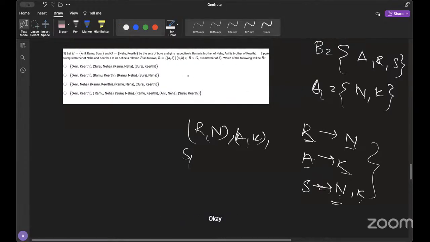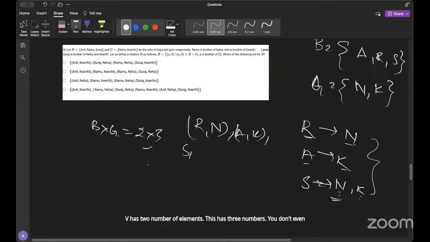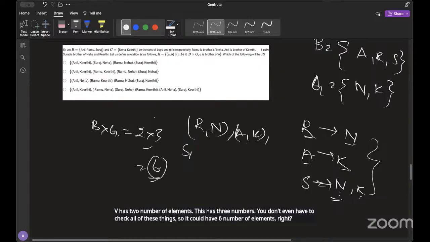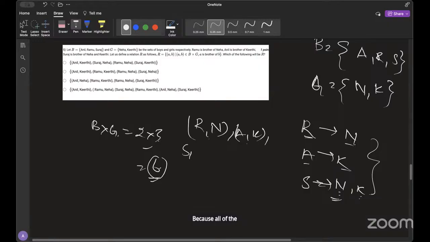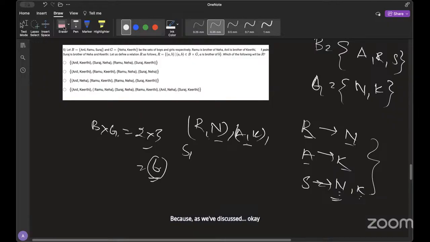Then the question is, you should have all the elements here, right? So your B cross G should have, B has 2 elements, this has 3. You don't even have to check all of these things. So it should have 6 elements, right? Because all of the elements, B cross G has 6 elements, and all of these pairs are in this relation. Because as we've discussed, okay, wait.